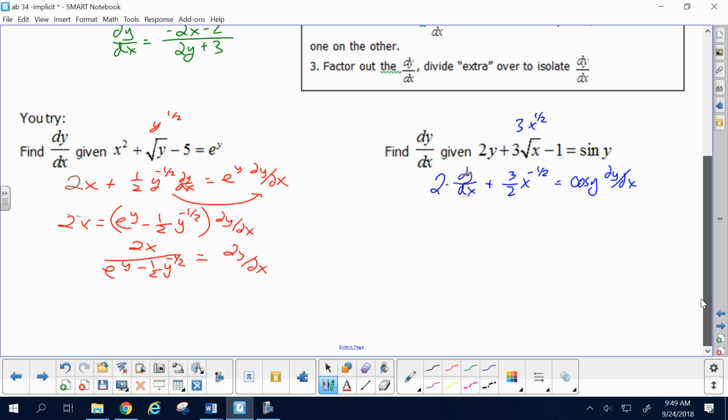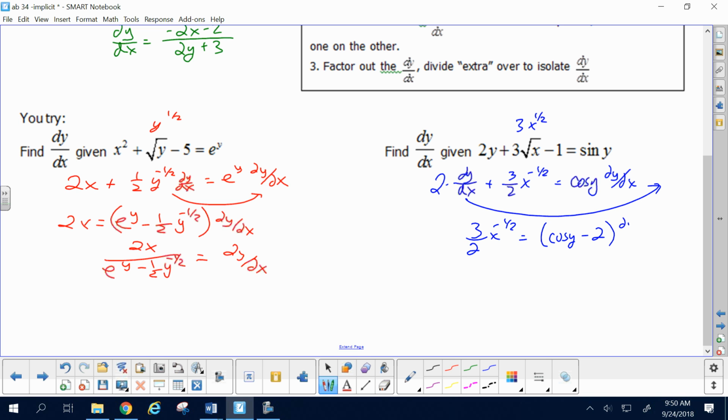How'd you do with your differentiating? Good, okay. How did you move stuff around? Did you move the 2 dy dx to this side, or what'd you do? That's only one move if you do it that way, I think. You could also, by the way, factor at the same time when you collect, and that's not terrible math.